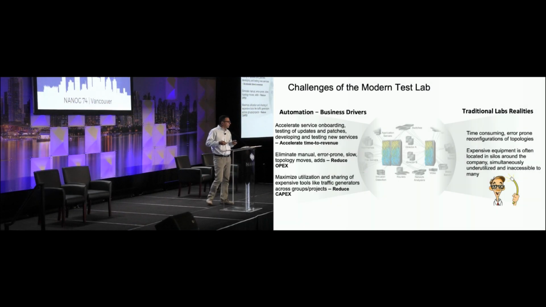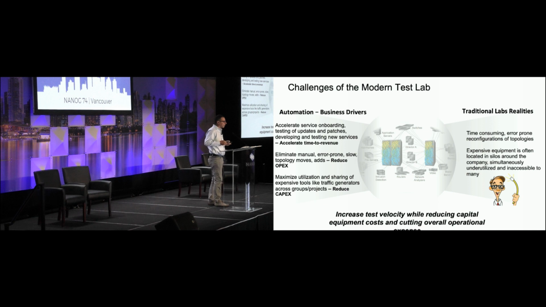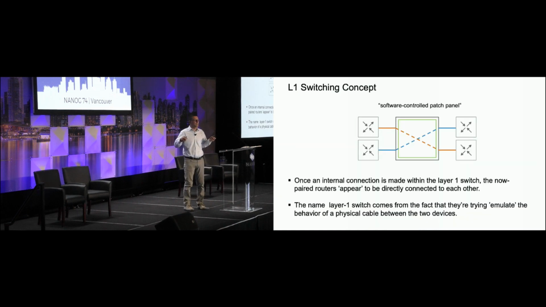Really, the business driver for lab automation is the ability to accelerate testing and onboarding of new services, building network topologies dynamically without having to patch manually, which is error-prone and definitely time-consuming. Another huge problem in labs is also equipment sharing. Typically, very expensive traffic generators are siloed in different groups or organizations, and sharing this equipment is complex and difficult. Typically it does not happen. That's why lab automation is relevant: to increase velocity, reduce capital expense, and overall cut operational cost in the lab environment. So I want to first review the basic concept of layer 1 switching.